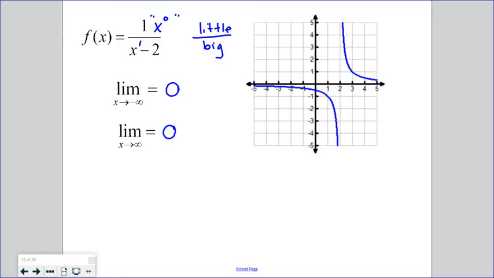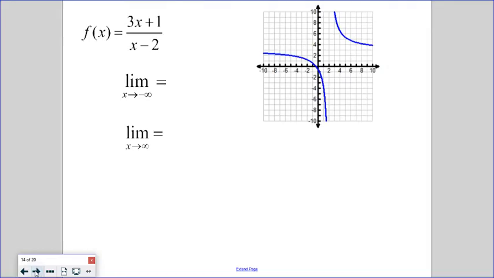And again, I like tying this to our visual because eventually this is going to mean something to us. But can you see how it's flatlining at 0, at a y value of 0 on both ends? Questions? Okay, let's look at our last category here. 3x plus 1 over x minus 2.